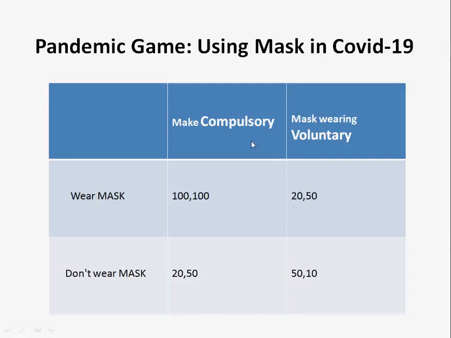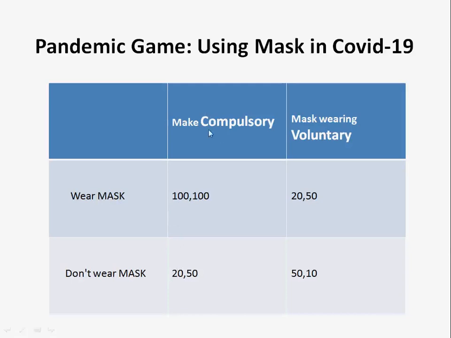But in case the government makes wearing masks compulsory, in this cell you have to check what the best response of the citizen is. In that case, it will be to wear a mask, thereby getting higher utility than 20. So it will be 100.